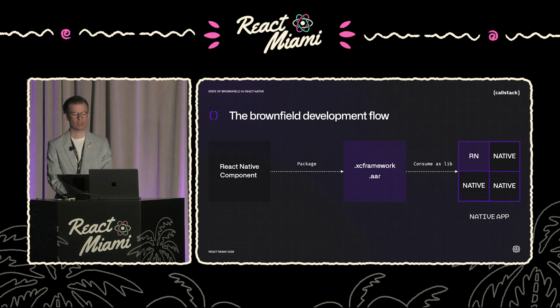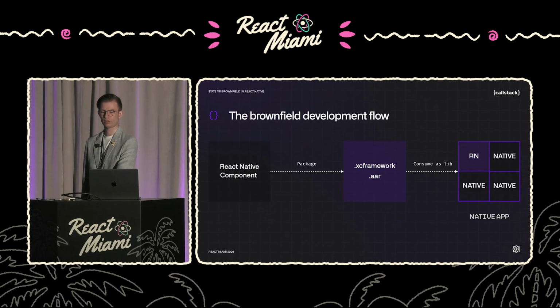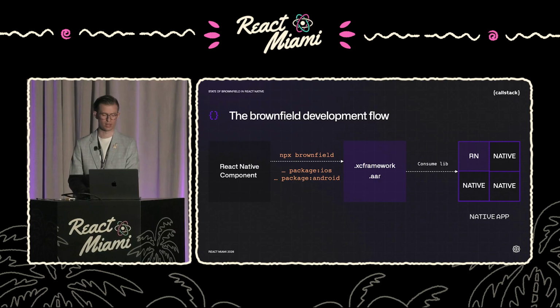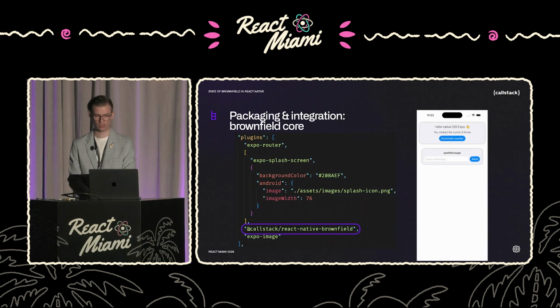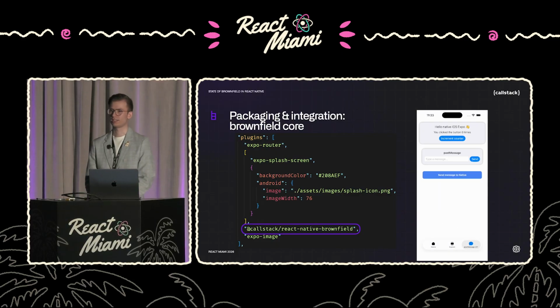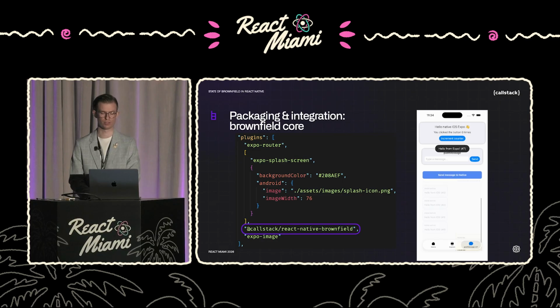And I hope you remember the slide that we talked through at the beginning of this talk, right? So let's revisit it with the React Native Brownfield library in mind. So the conceptually changing thing is to the left, because the packaging is automated by npx brownfield, which you can invoke either to package for iOS or Android, and everything else will be handled automatically. This here is the line that I mentioned. This is the whole thing you have to do to integrate this with Expo.